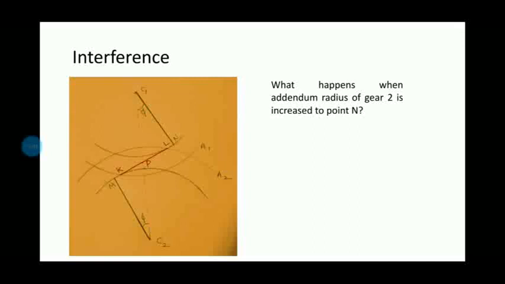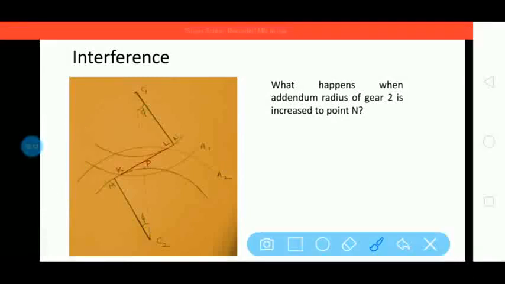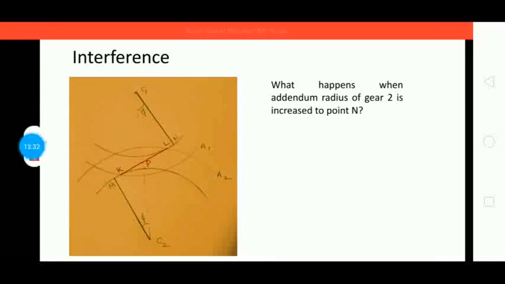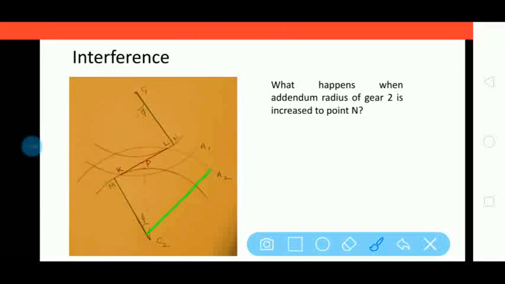Now what is the addendum radius? Addendum radius is from C2 to this point A2, right? C2 to this point, clear? This is C2 to that point. That is the addendum radius, you know. So when it is increased to N, what happens?